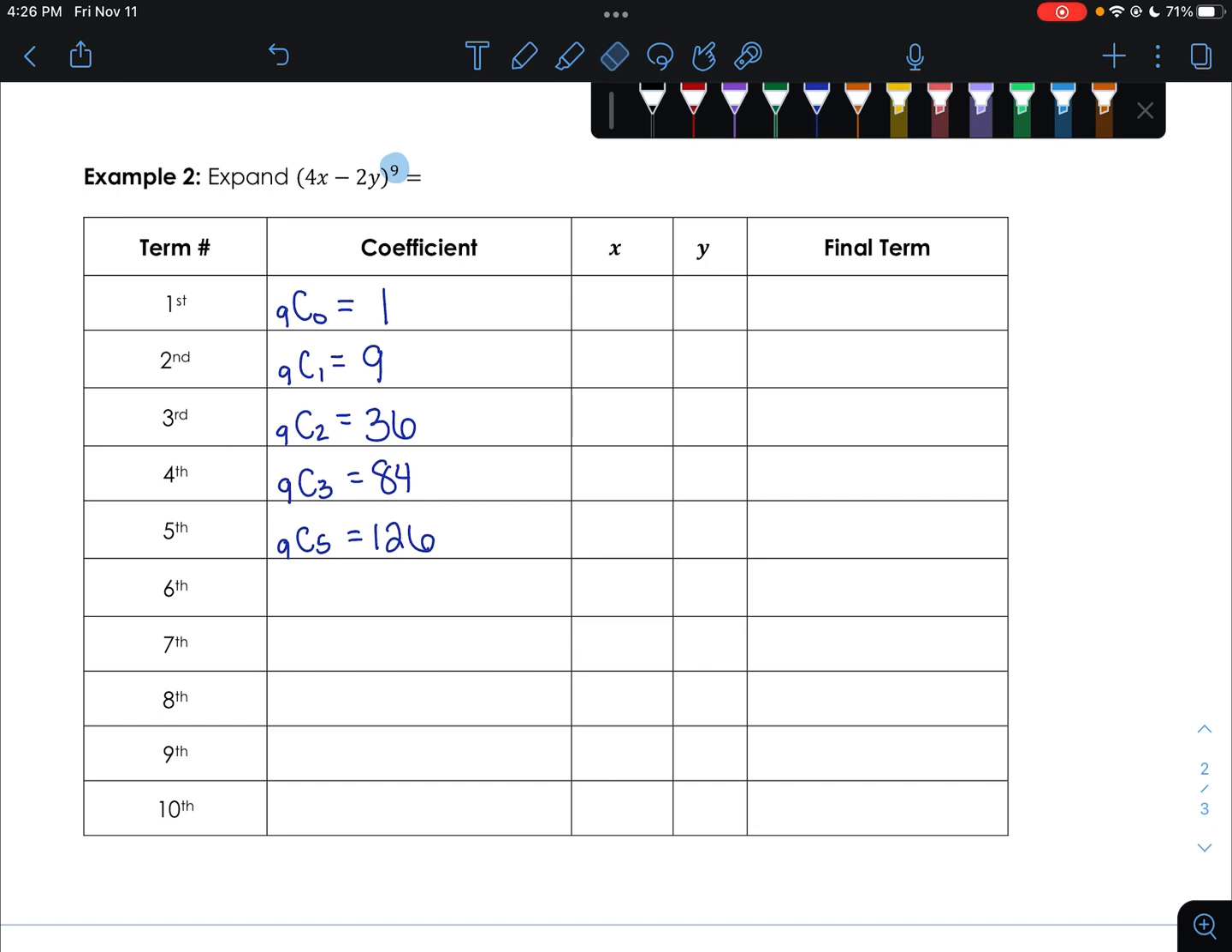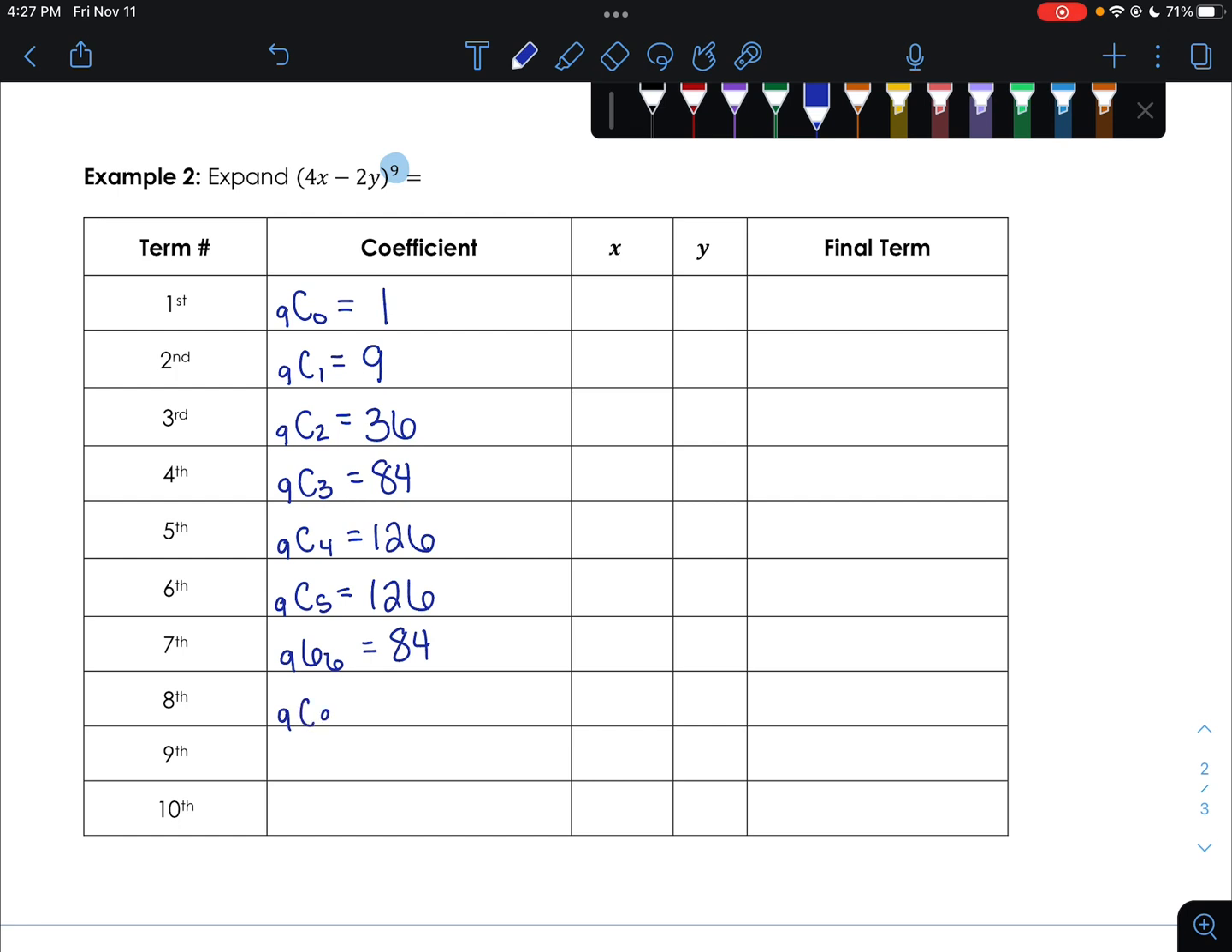Oh, sorry, that should not be 9 choose 5. That should be 9 choose 4, but you do get 126. Then 9 choose 5, you actually get 126 again. 9 choose 6, you get 84.